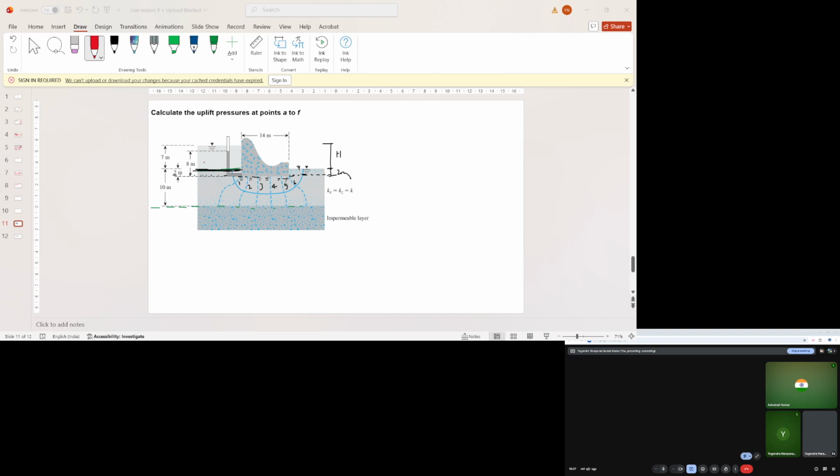So that means we have to calculate pressure head at every point. The points are A, B, C, D, E, and F. We need to calculate pressure head at A, B, C, D, E, and F. Any doubts?